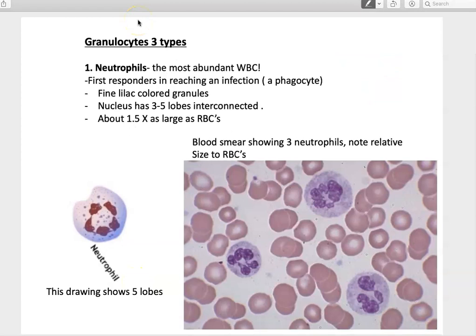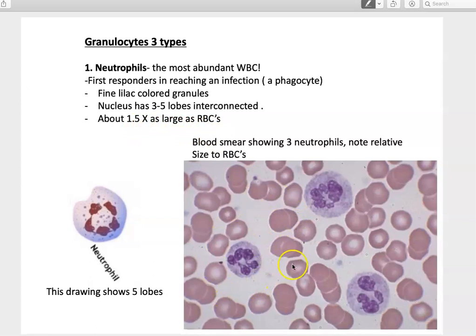So let's start with our first granulocyte, neutrophils. Remember, neutrophils are the most abundant white blood cell. They are our first responders in any type of infection. They are phagocytes. When you look at them under the microscope, this little drawing is showing you a neutrophil with 1, 2, 3, 4, this has 5 lobes. Neutrophils have 3 to 5 lobes that are interconnected.